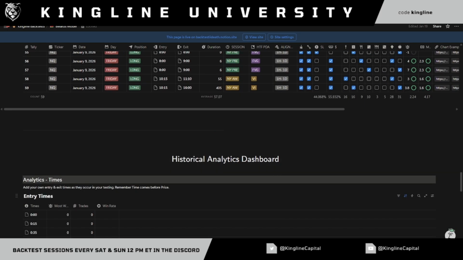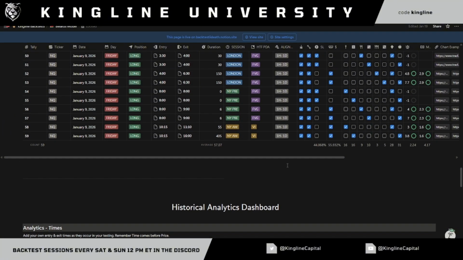Looking good. I think the model is looking good as is right now. I don't think we need to make any adjustments so far.